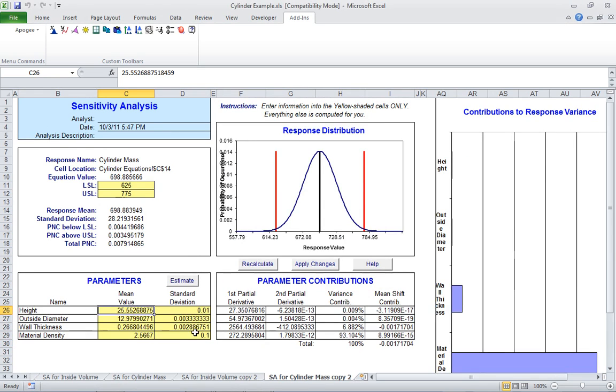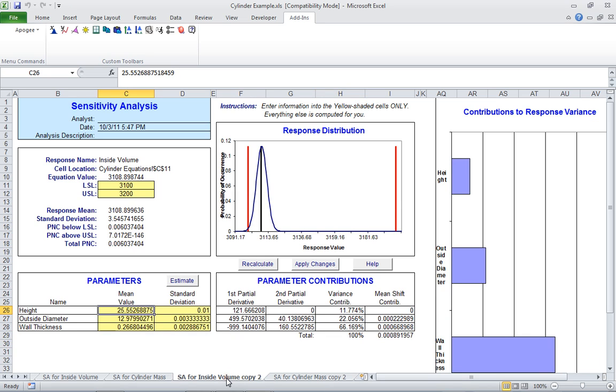And what we see for cylinder mass is we do have our 0.008, 0.8% probability of non-compliance. We see that we have a result for the cylinder mass that's very nicely centered within our specification limits. We can evaluate the contribution to variance for each one of these, and still the material density is really what's driving this condition.